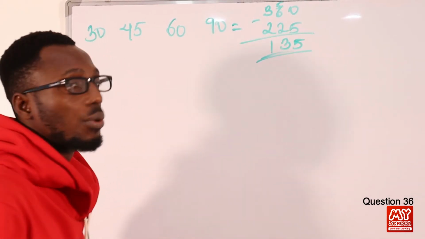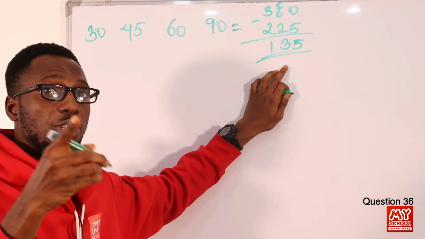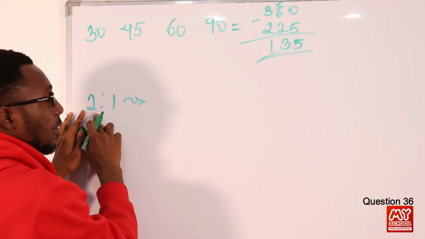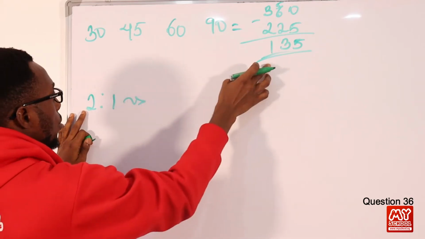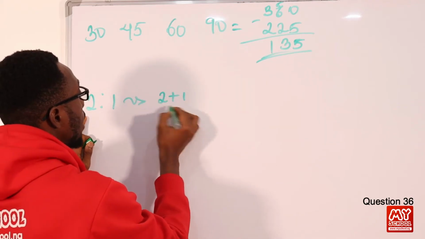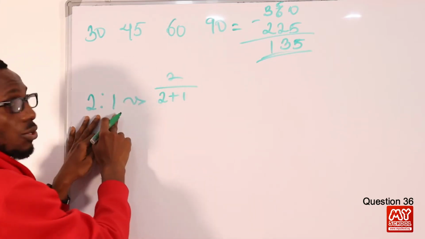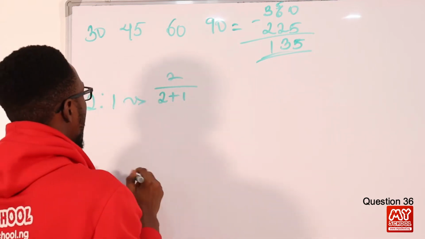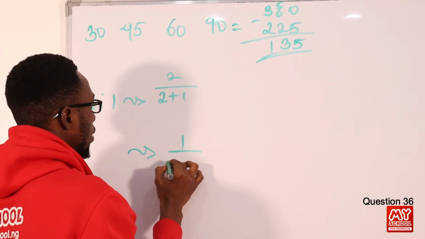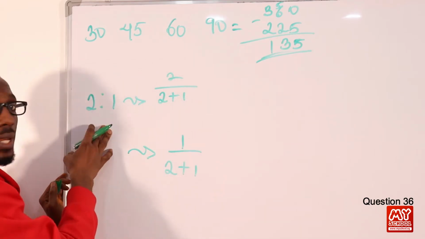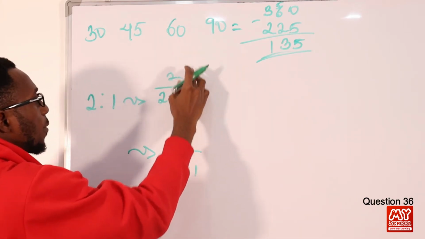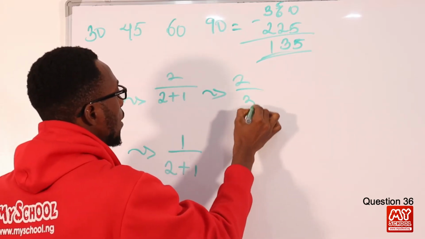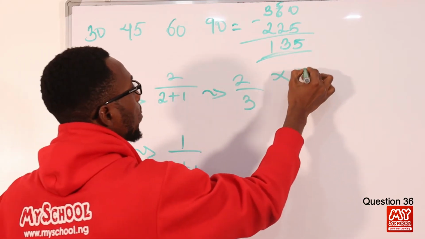So we are now told that the 2 angles actually share this value, 2:1. So 2:1 implies that the first one, which is 2, so that will be 2 plus 1, right? These are the two weights being shared. So the first one is 2 over 2 plus 1, then the next one will be 1 over 2 plus 1, out of 3. So this picks 2 out of 3, this picks 1 out of 3. So that's actually 2 over 2 plus 1, that is 3. So 2/3 of this will be what?